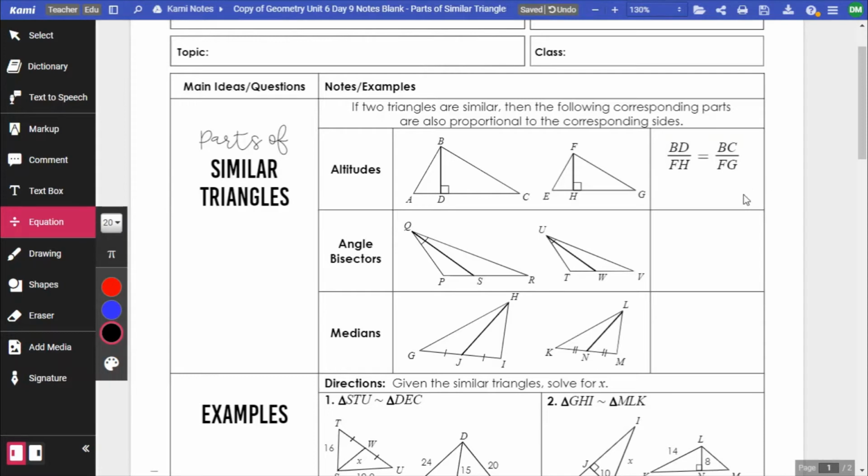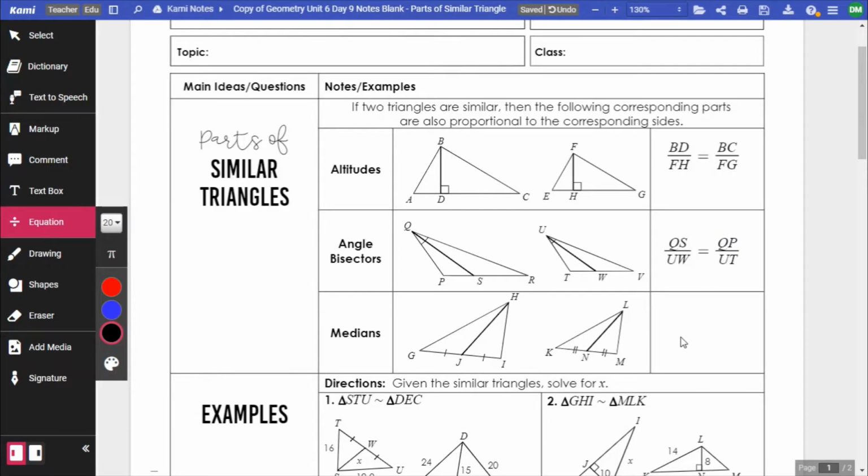Okay. The next one would be an angle bisector. An angle bisector goes from a vertex to the opposite side, and it intersects that vertex angle and cuts it exactly in half. We've seen these before. And if you have two similar triangles, then their angle bisectors to corresponding angles are also in proportion. So again, we've got these angle bisectors. We can say QS over UW is equal to, and then we just have to pick two corresponding sides. So maybe I'll say QP over UT.